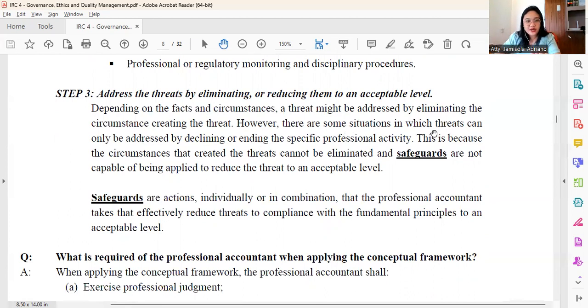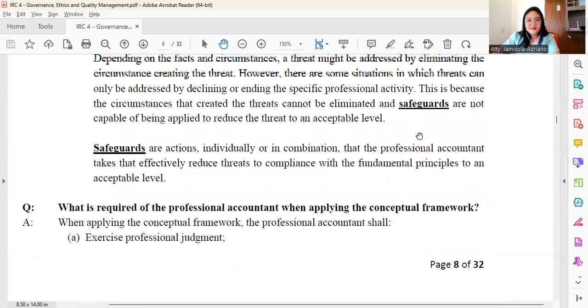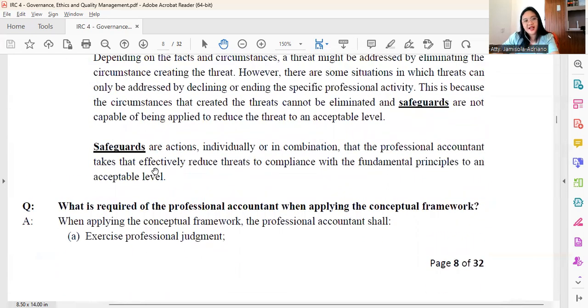However, there are some situations in which threats can only be addressed by declining or ending the specific professional activity. This is because the circumstances that created the threats cannot be eliminated and the safeguards are not capable of being applied to reduce the threat to an acceptable level. So what do we mean by safeguards? The safeguards are the actions, whether individually or in combination with others, that you as the professional accountant take that would effectively reduce the threats to compliance with the fundamental principles to an acceptable level.